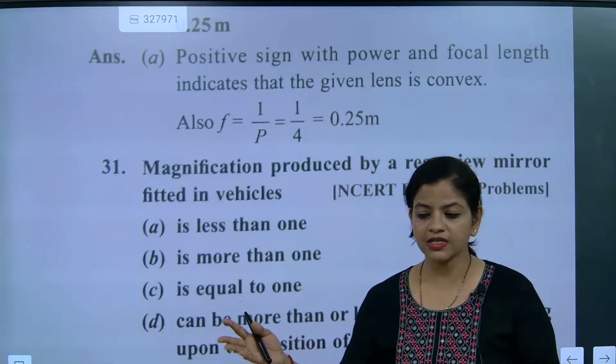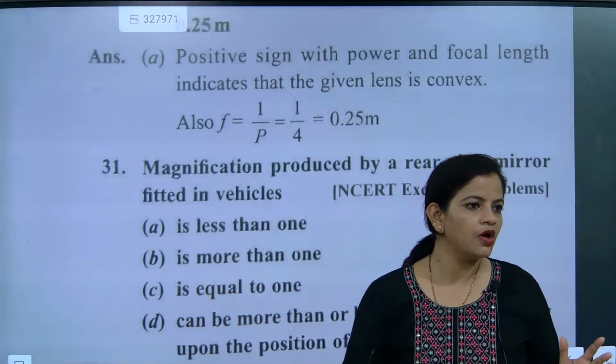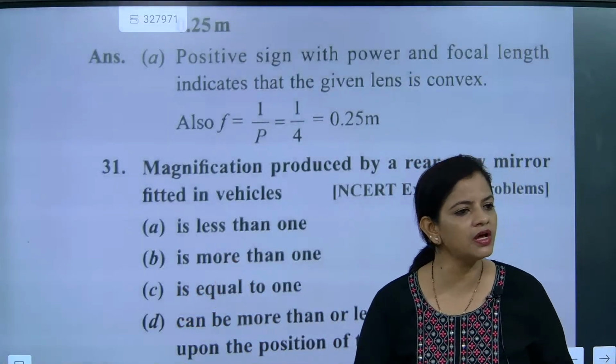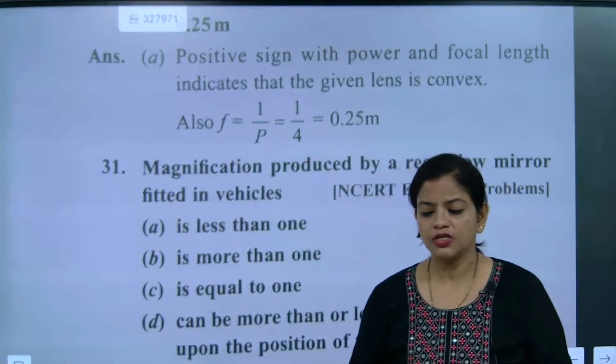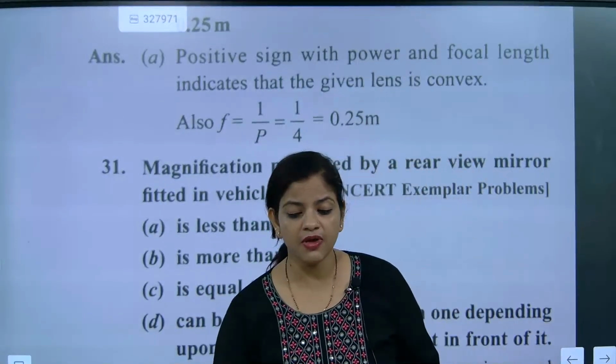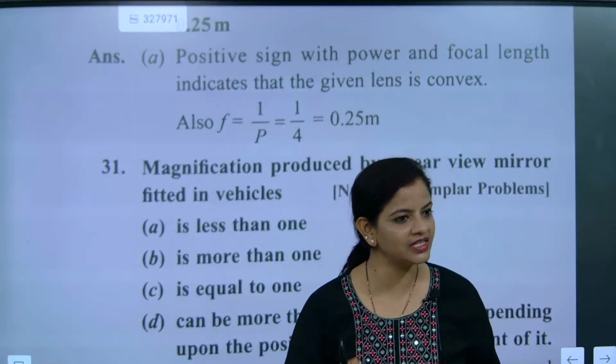Understood? So why? Because you want to have a total back view. Understood? For that only, what mirror are we putting? Convex mirror. What we are putting here is a convex mirror. So 100% when the image is smaller than the object, then magnification will be less than 1.